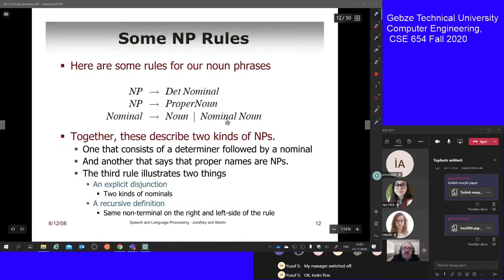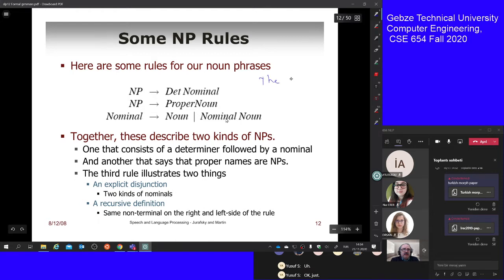Okay, so in a few minutes I am going to show you a few examples about these noun phrase and nominal rules. Nominal, noun, okay. I'm trying to figure out a very simple example so that it doesn't confuse us.